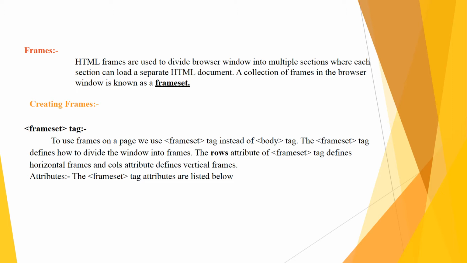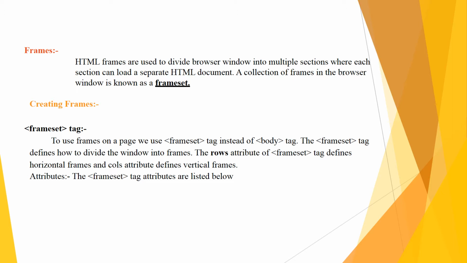The collection of frames in the browser window is known as a frameset. Frameset means the collection of all these frames, where a frame is a section or a part of a browser. The window is divided into frames in a similar way to how tables are organized into rows and columns.